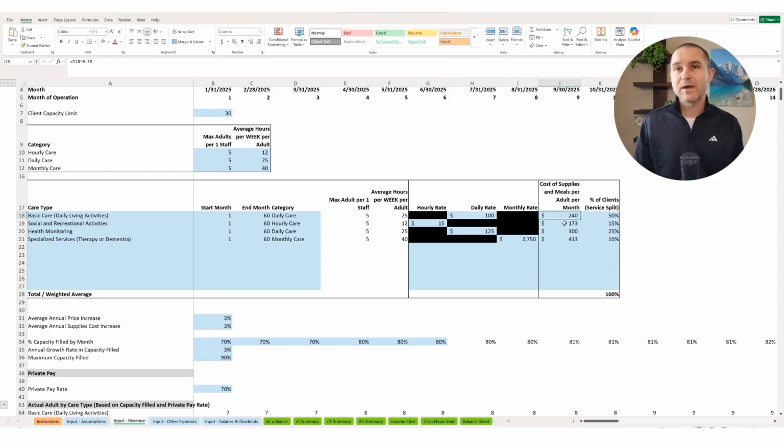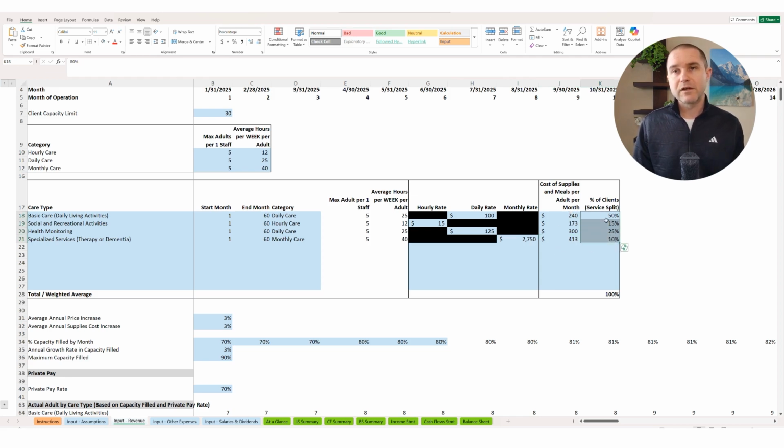And then you may have a cost of supplies and meals per adult per month for these different categories, right? So maybe for the monthly rate, remember these adults are going to be there 40 hours a week all month. And so maybe the cost of supplies here is higher because they're utilizing the service more. They're going to be there for more meals, basically.